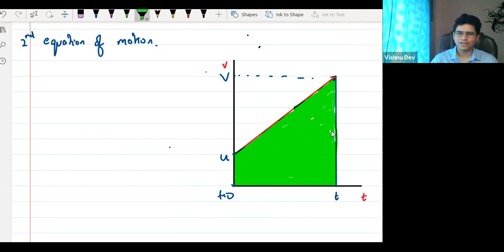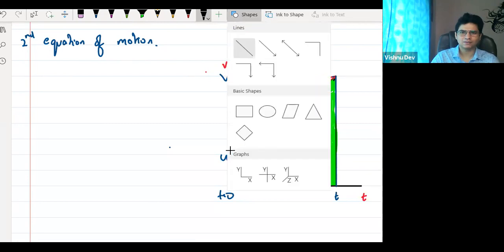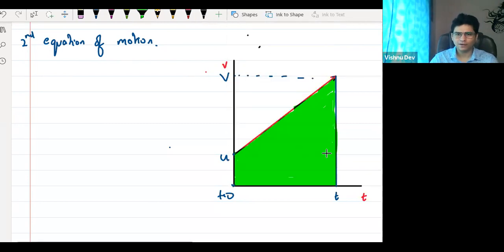Clear? Yes or no? The area under the v-t curve is your displacement. Clear? Anyone have any doubt in this? Very good, Mohin. Now, can I say, sir, this is a displacement, this is a trapezium, but it would be better if I divide it like this.